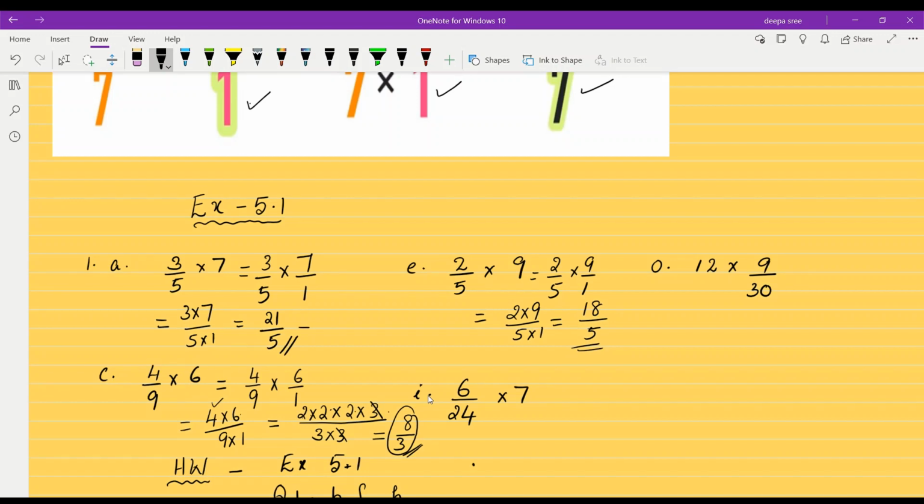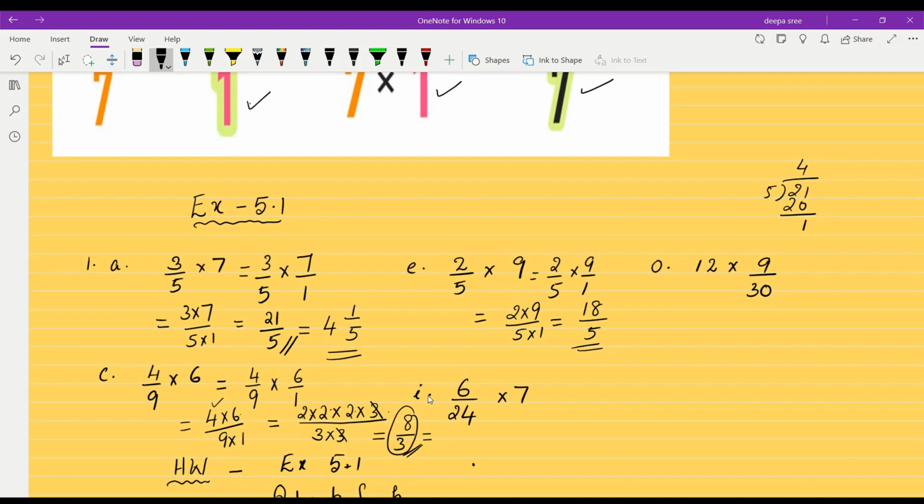Here also we can convert it into a mixed fraction. Divide 21 by 5. 5 4s are 20, remainder 1. Therefore, quotient is 4, remainder is 1, and divisor is 5, so 4 1 by 5. If you get an improper fraction, you can convert it into a mixed fraction. Here also we can do it.